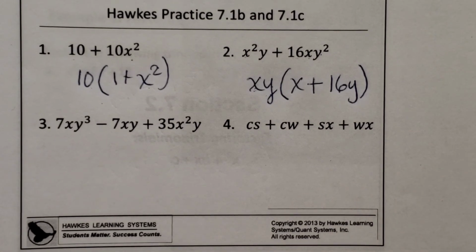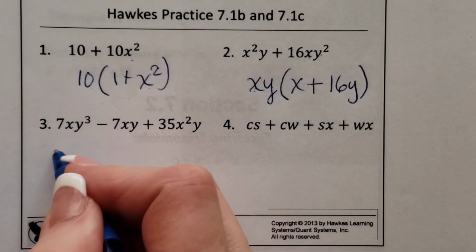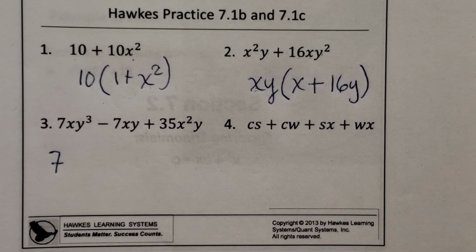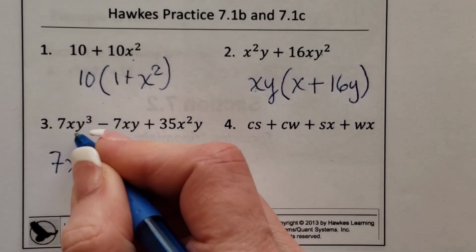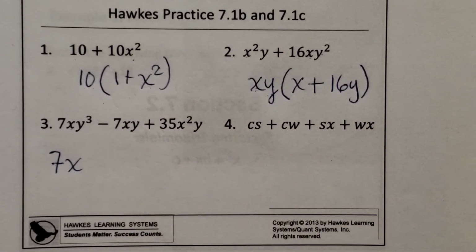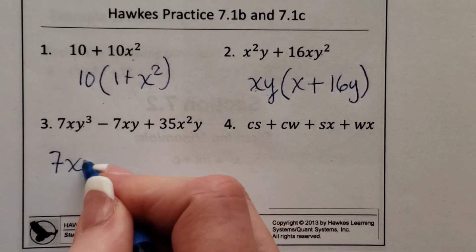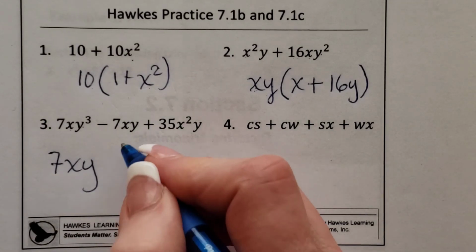All right, number 3. What can I divide all? Let's look at the numbers first. 7, -7, and 35. What could I divide all of those terms by? Well, I could divide them all by 7. How many x's could I pull out? The most number of x's from each of those terms? Well, only 1. I can't pull out 2 x's from either of these. And then what about how many y's? There's 3 y's, there's 1 y, there's 1 y. I could pull out 1 y from each of them.